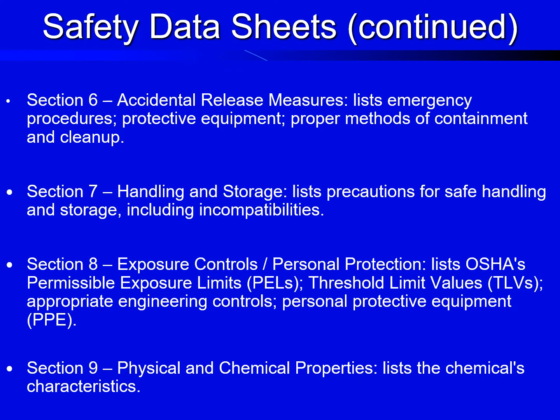Section 8, this covers exposure controls/personal protection, lists OSHA's permissible exposure limits, threshold limit values, appropriate engineering controls, and personal protective equipment. Section 9 covers physical and chemical properties, lists the chemical's characteristics.